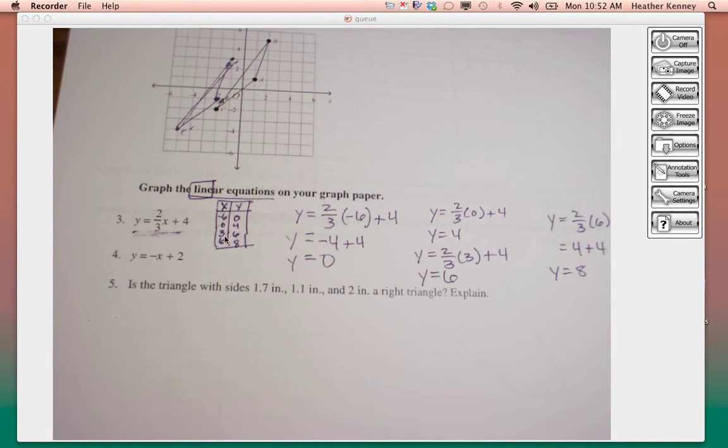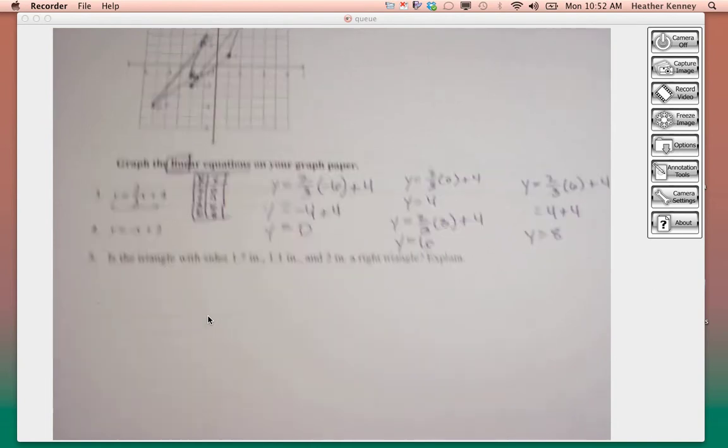You just choose any 4 values for x, a negative, a positive, and 0, and you plug them in. Y equals the opposite of x, negative x plus 2. Okay? And then you would plot those points on the graph and connect the dots with a line and draw arrows on either side of the line.